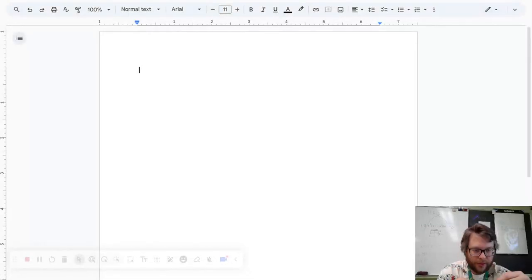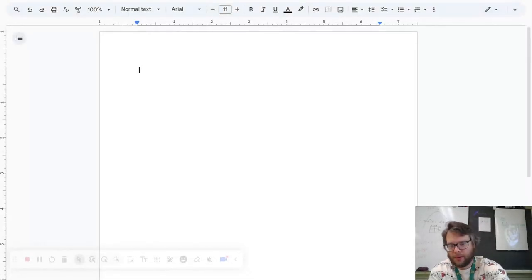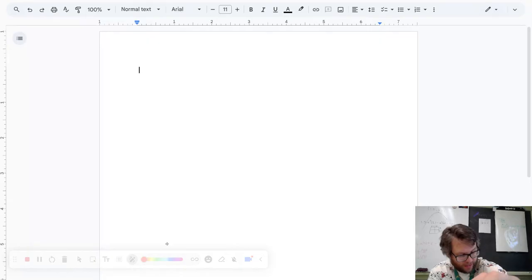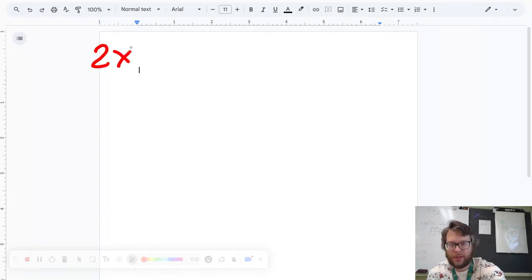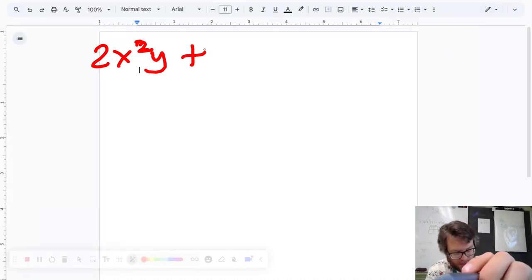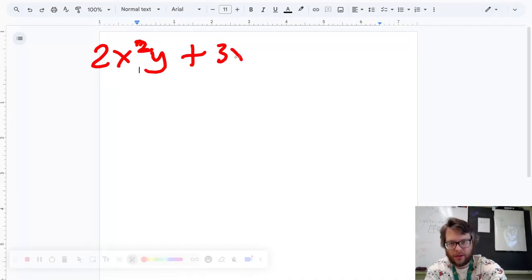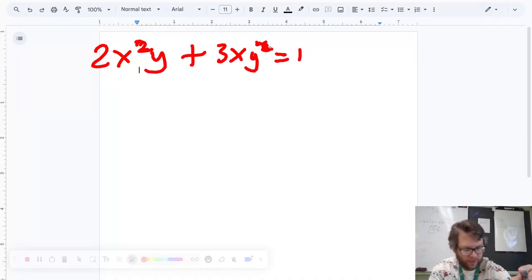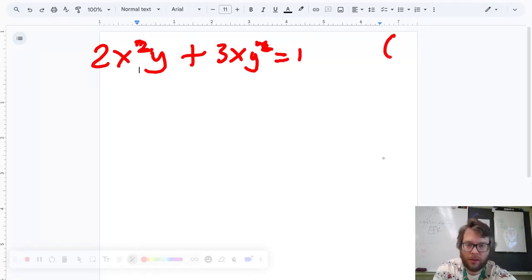So I wanted to do another implicit differentiation example, just not talking about it in general, but looking at a specific example. We have a function, or rather a relation, 2x squared y plus 3xy squared equals 1. And we are told that we care about the point (1, 1).